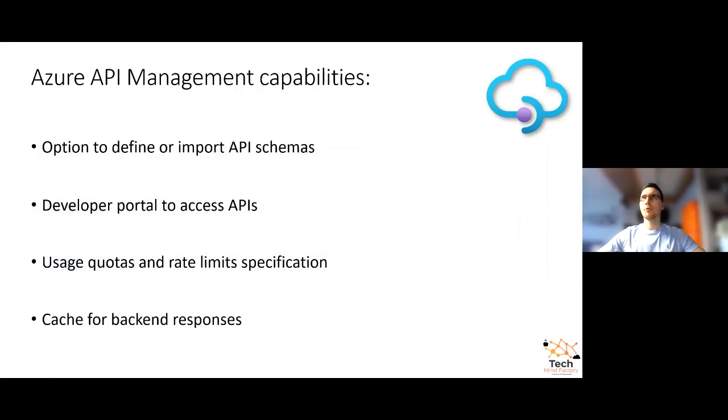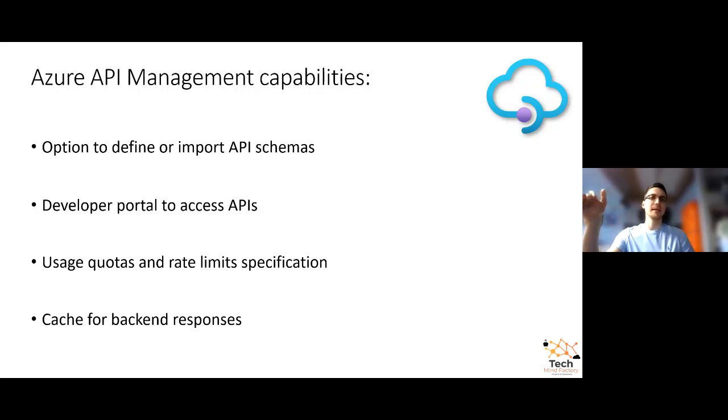And now we can also talk about some capabilities related to Azure API Management. First of all, of course, there is an option to define and import API schemas, and we will talk about it later during the demo. But we can import, for instance, an OpenAPI definition into API Management and set up the service. There is also a Developer Portal to access APIs, as I mentioned before.